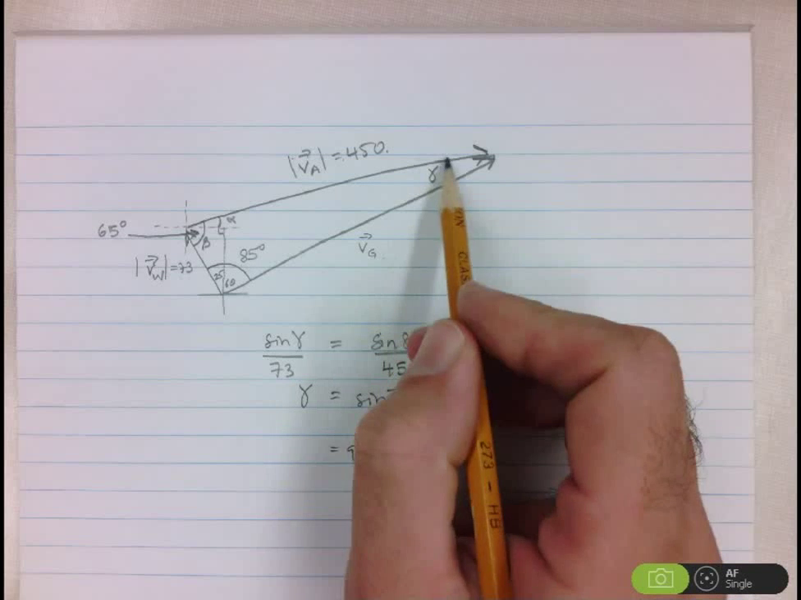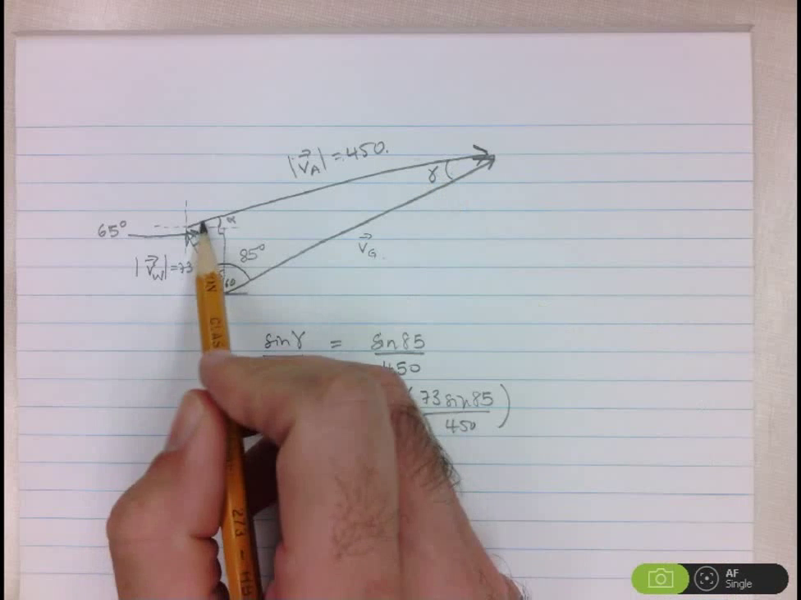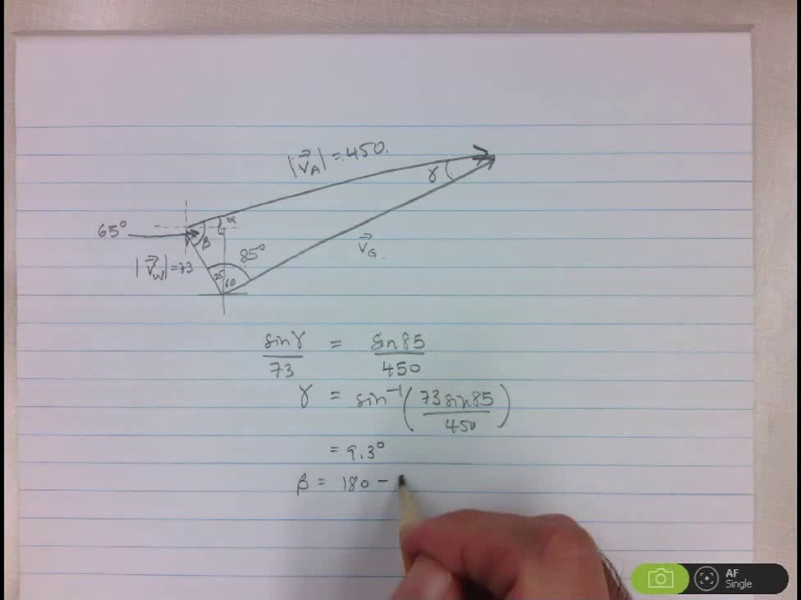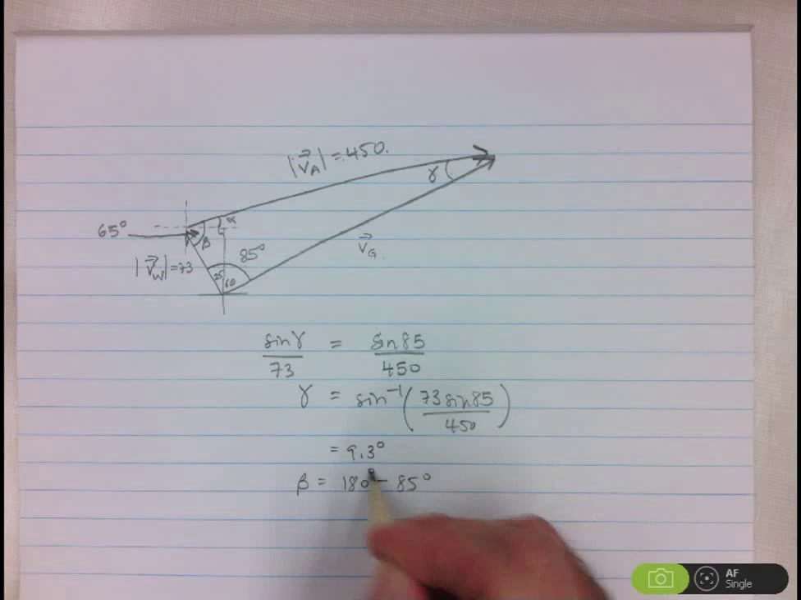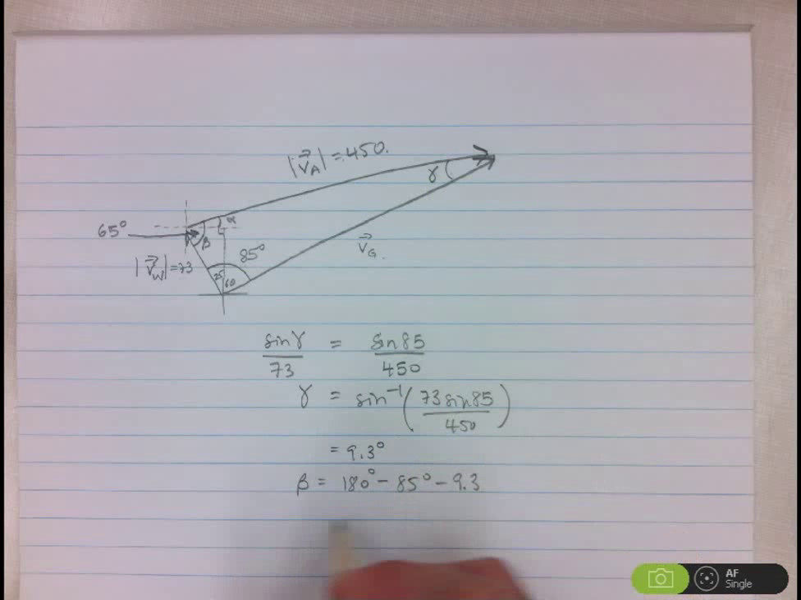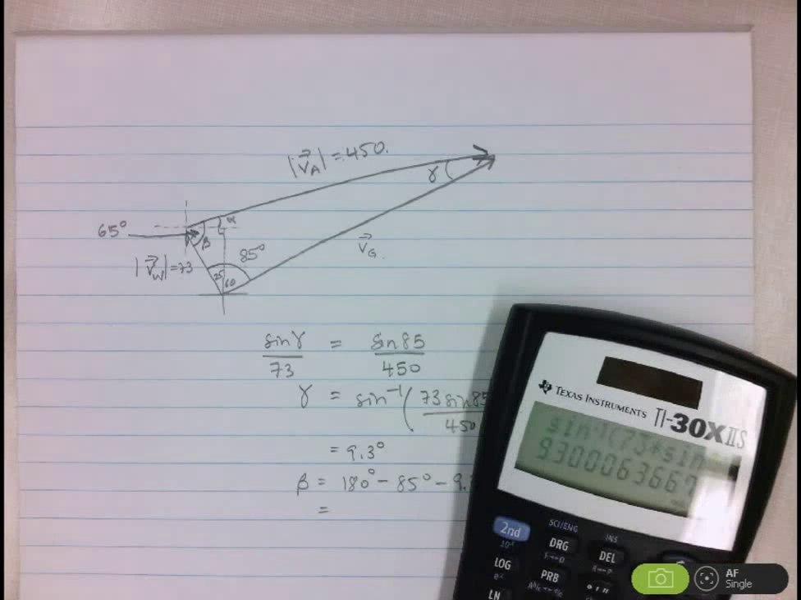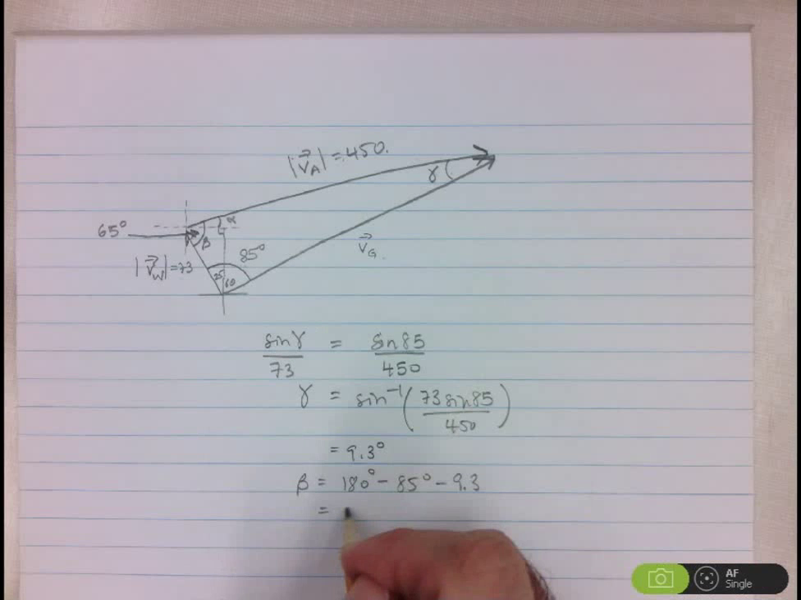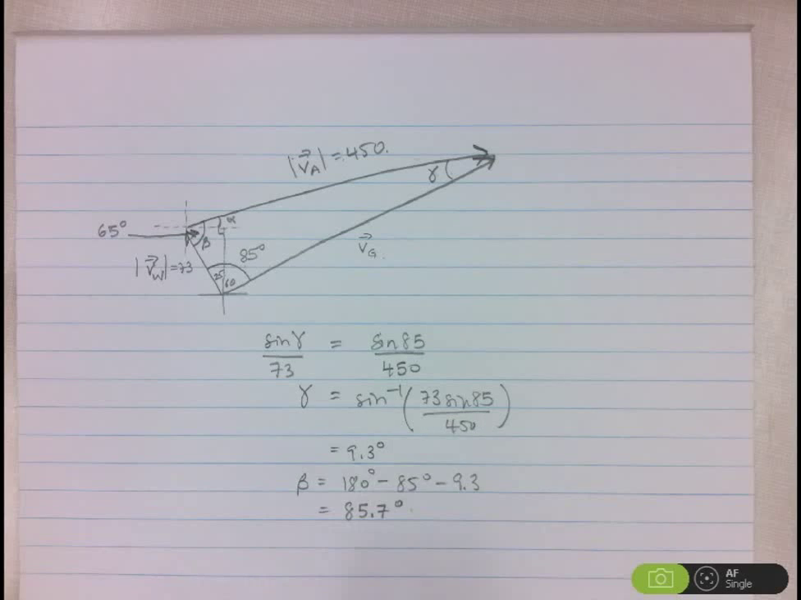So if this is 9.3 degrees, I'm now going to find beta, which is 180 minus 85 minus gamma, which is 9.3. So let's find beta. We have 180 minus 85 minus 9.3, which is equal to 85.7. Okay, so beta is equal to 85.7 degrees.